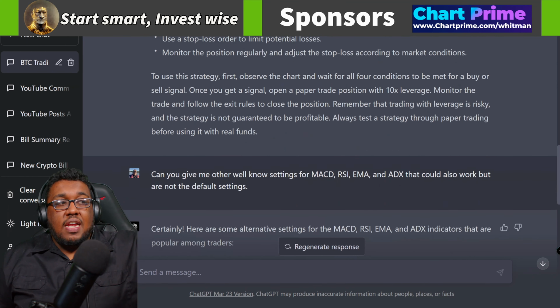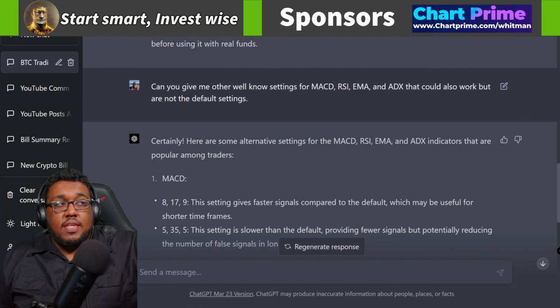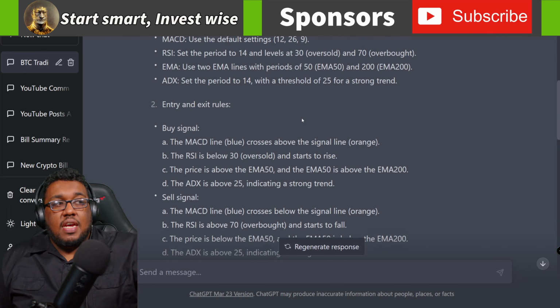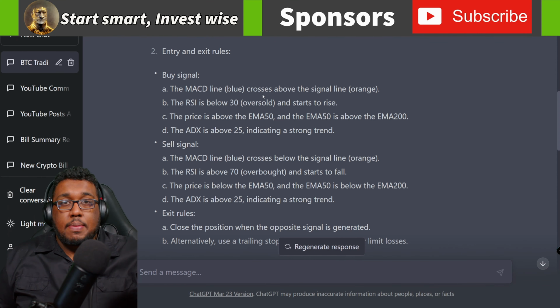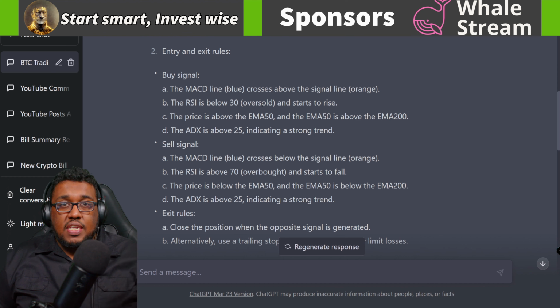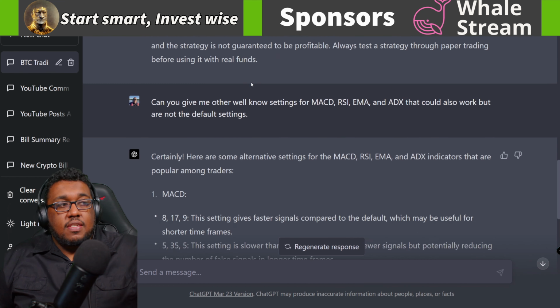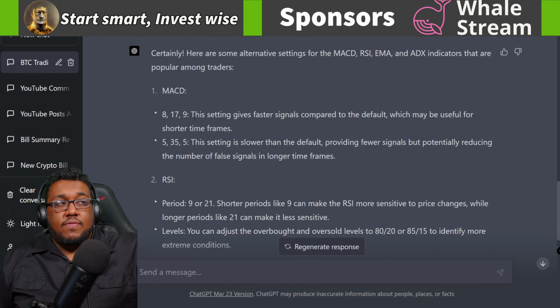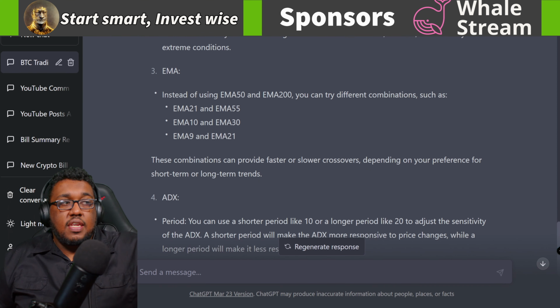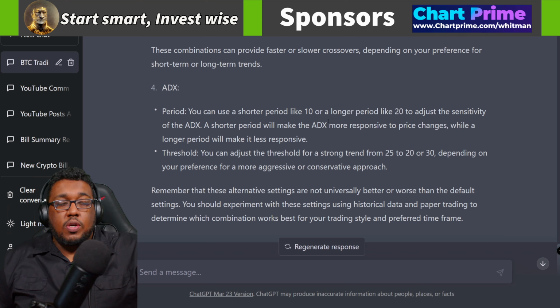Now, what I like to do afterwards is I like to say something like this. Can you give me other well-known settings for the MACD, RSI, EMA, and ADX that could also work but are not the default settings? So if you guys don't want to use the default settings, maybe you want to expand your horizons as an investor and start to use different types of numbers, you can ask it this, and it'll give you other numbers for the MACD and RSI. Okay, and the EMAs, it gives you a bunch right there, ADX as well.